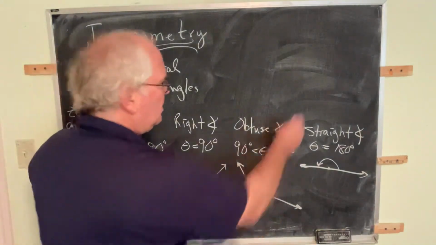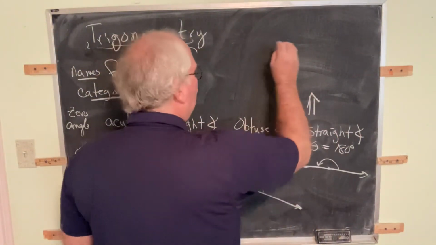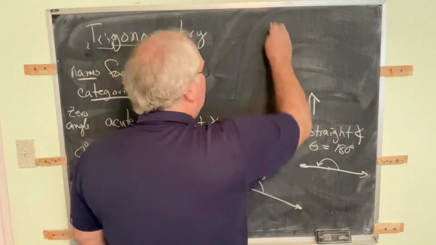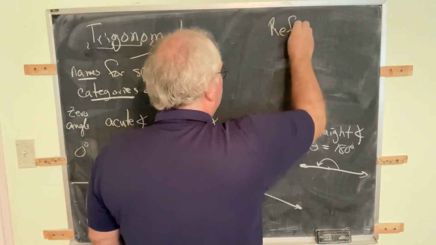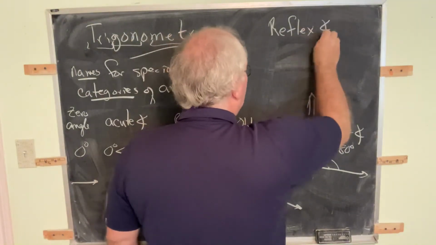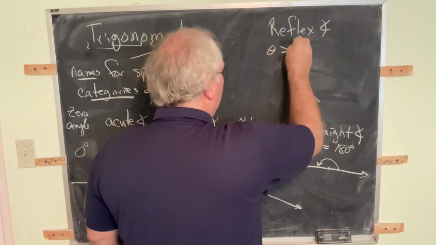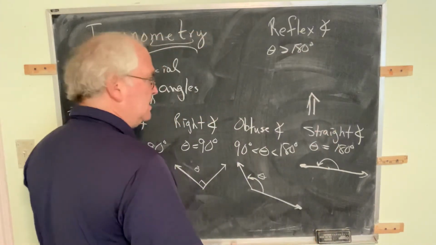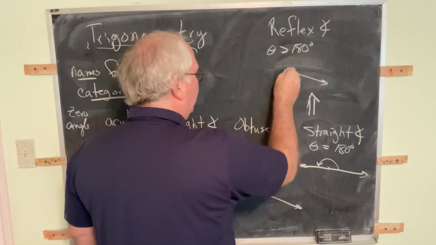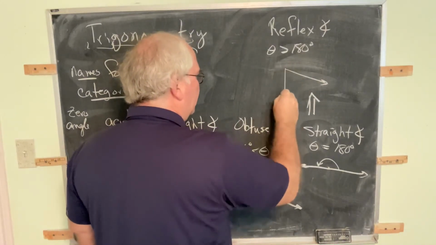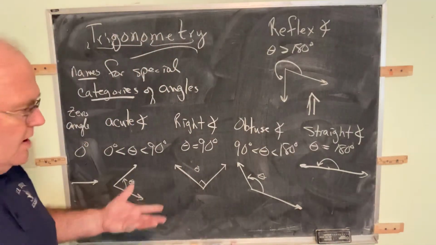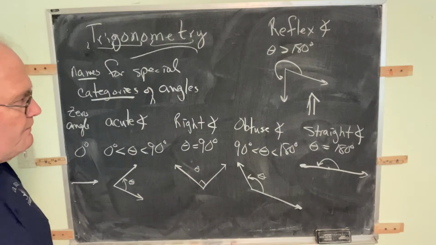And I've run out of space here, so I'll move up here a little bit. And then we can have one other category. If we continue past 180 degrees, we generate what's called a reflex angle, or reflex, if you prefer. A reflex angle is if theta is greater than 180 degrees for our purposes. And so that would look like, if here's the initial side, we rotate around to something like maybe this. So anything for our purposes greater than 180 degrees is considered a reflex angle.